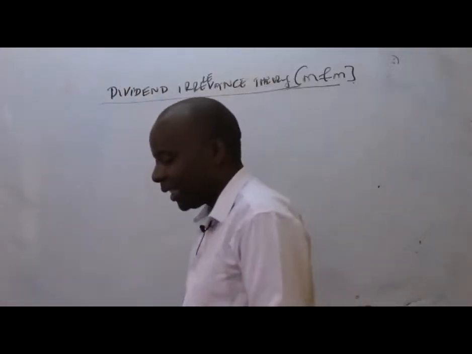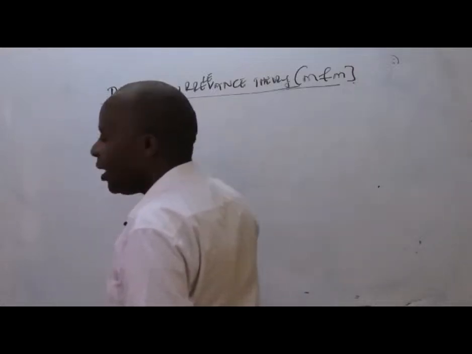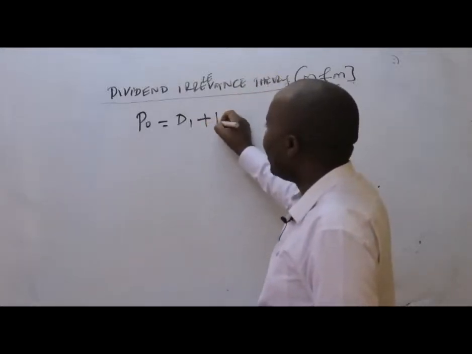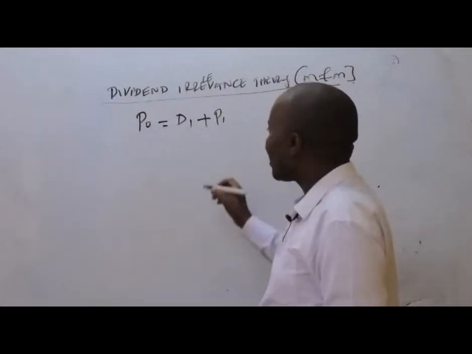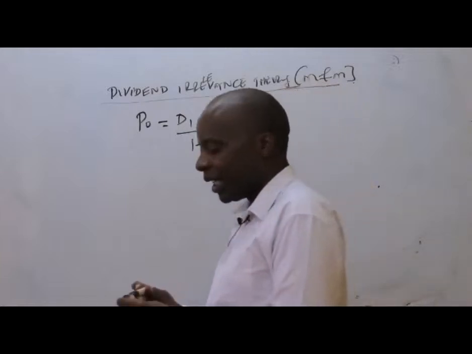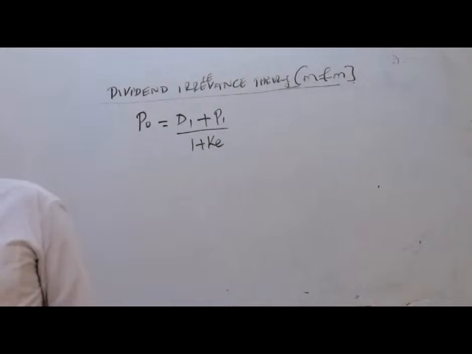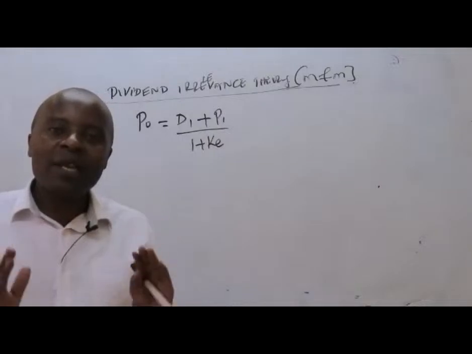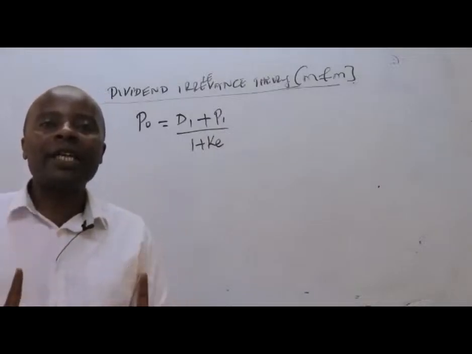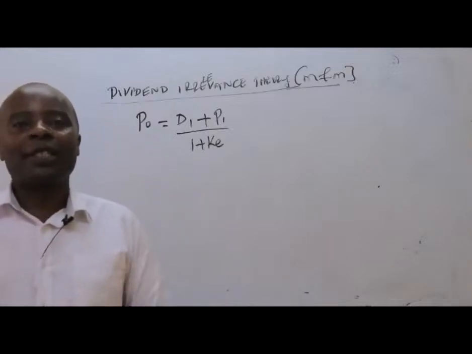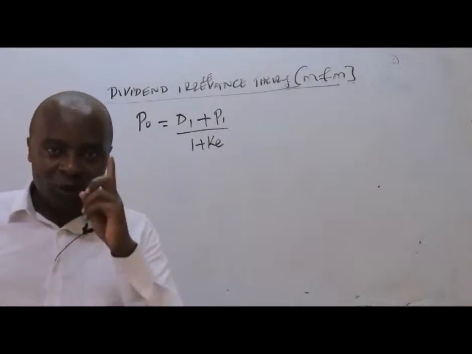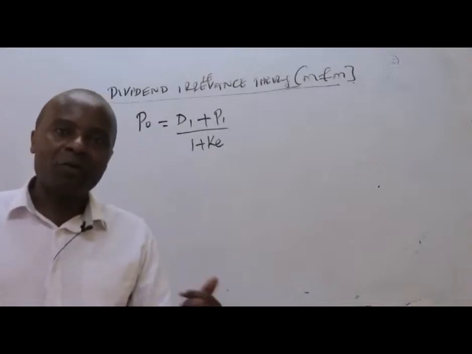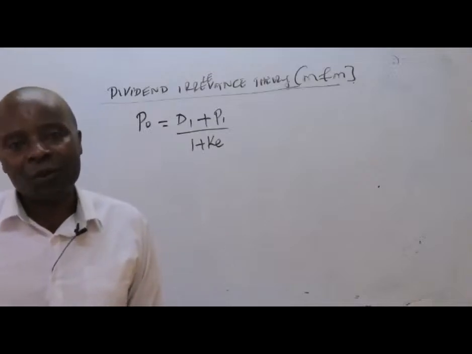Using the dividend irrelevance, we normally say P0 equals the end of year dividend plus the end of year price, discounted. This is not our usual valuation formula. This one is an important formula that we only use under dividend irrelevance. If you want to know what your worth is in terms of share price today, just look at the dividend you'll be getting at the end of the year, D1, plus the market price of that share at the end of year 1, and then you discount by dividing this with 1 plus K.